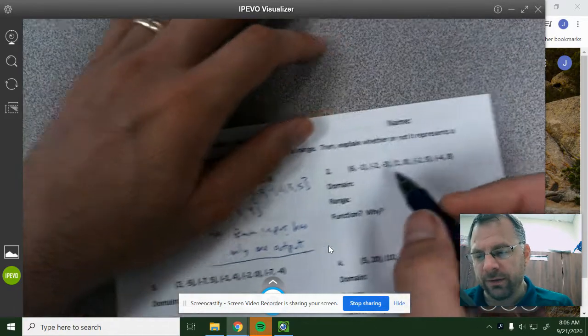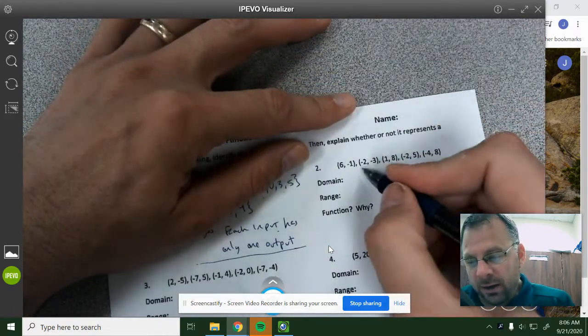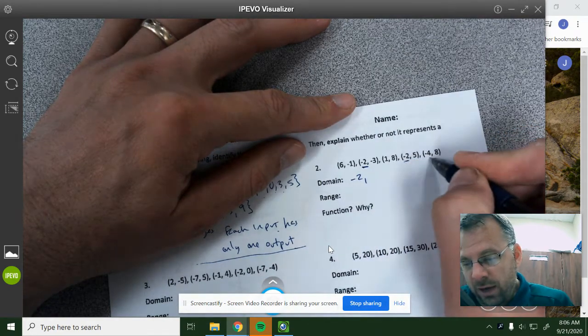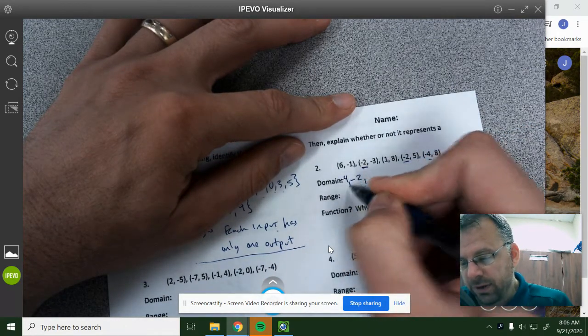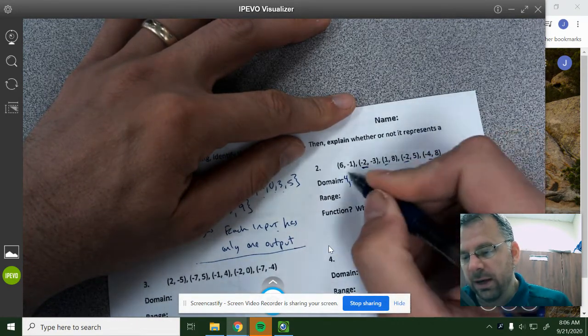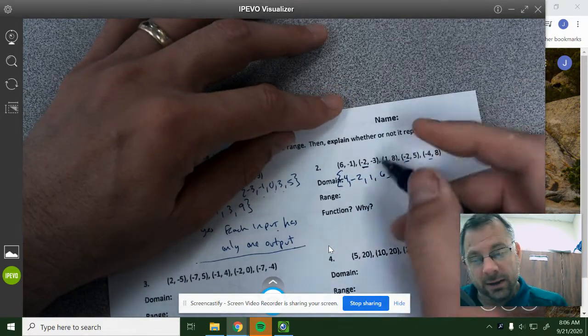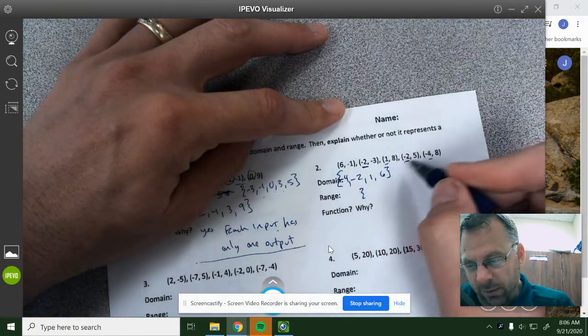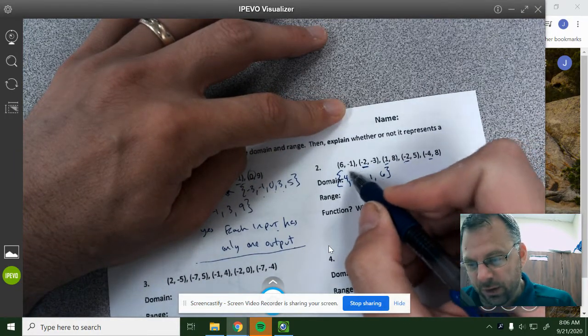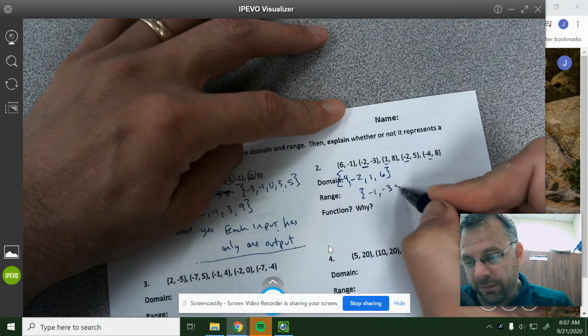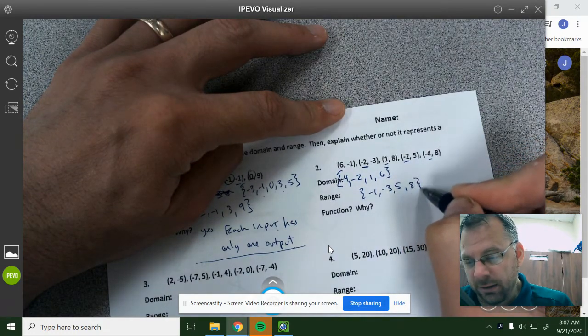Okay, here, domain for number 2. Domain, okay, number -2 is in the domain. -4 is in the domain. I probably should have put that first. 1 is in the domain, and 6 is in the domain. That's my list. Now the range is my y values. It looks like my smallest y value is -1. Then I have -3. Then I have 5, and I have 8.